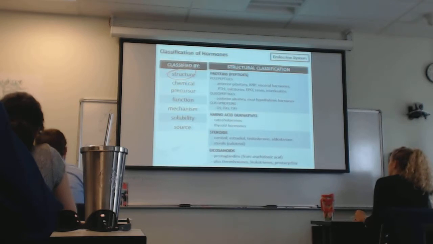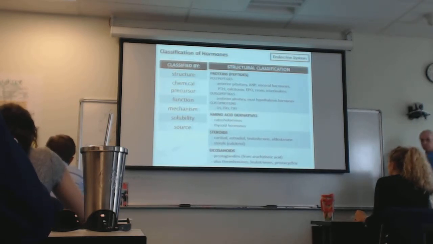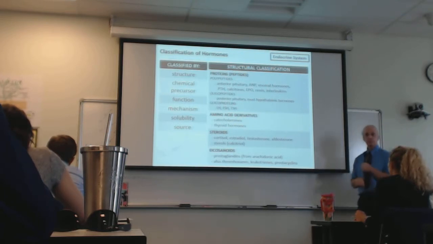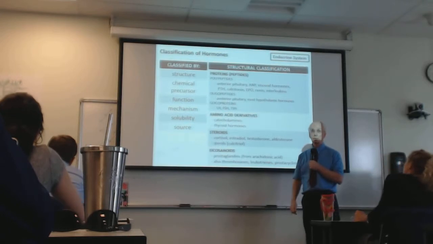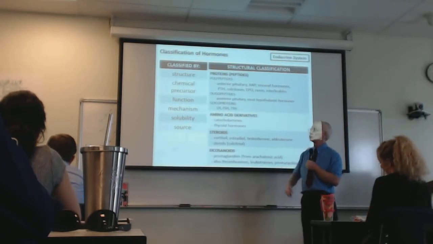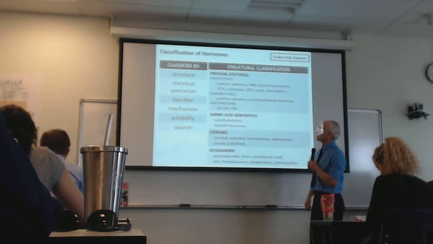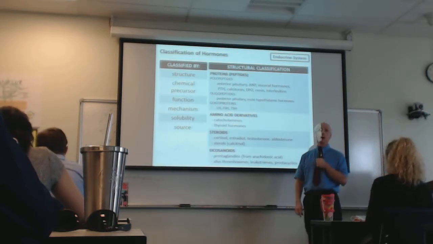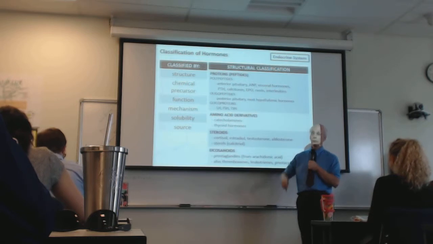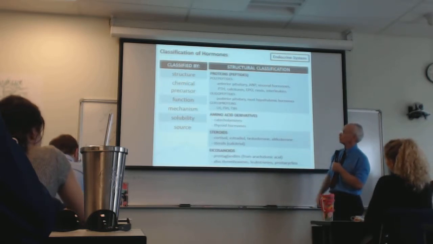Remember when we talked about neurotransmitters, we talked about catecholamines. What do catecholamines have in common? Yeah, the precursor is tyrosine. So we can talk about chemical precursors. Serotonin is tryptophan, for example. Catecholamines are also hormones. They're what we call neurocrine agents. They function both as neurotransmitters and hormones. But in any case, we can classify hormones by precursor.